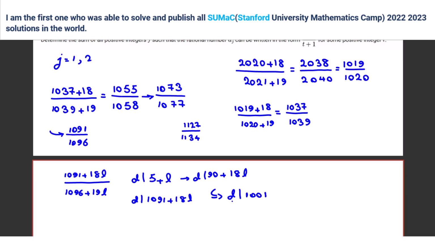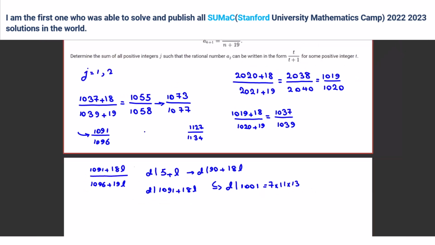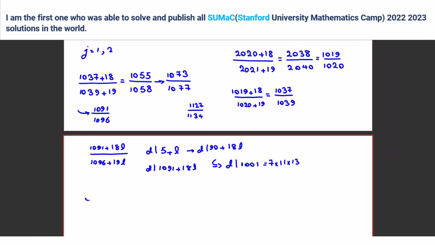1001 is what? 7 times 13 times 11, right? Yeah. So if GCD is not 1, GCD is at least 7, right? So 7 should divide 5 plus L. So L is 2. In the next two steps, as you said, we can find it, right?